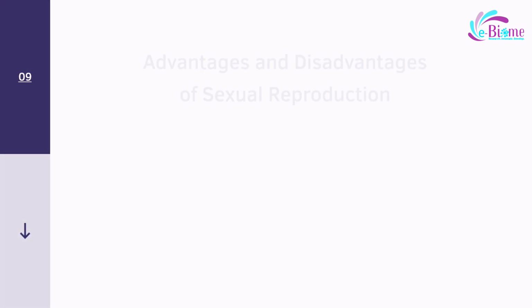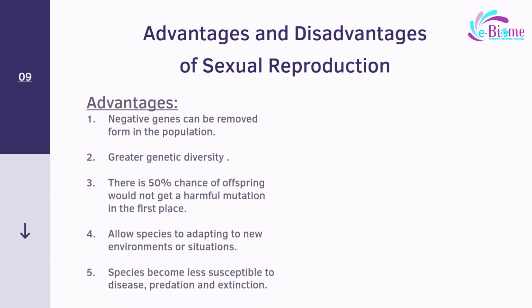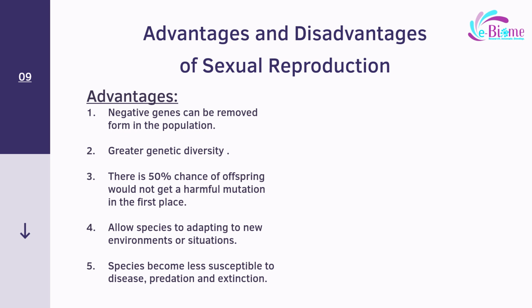Now that we have a better understanding of what sexual reproduction is, let's learn about its advantages and disadvantages. Advantages of sexual reproduction include the fact that negative genes can be more easily removed from the population, as positive genes can be more easily introduced into the population through mates.